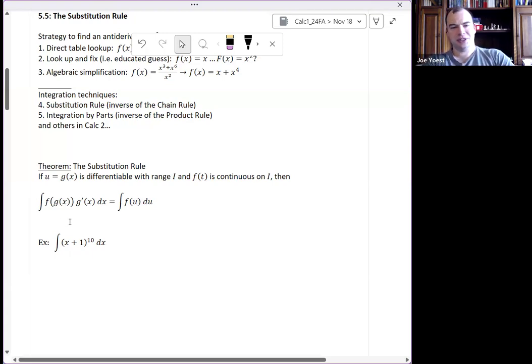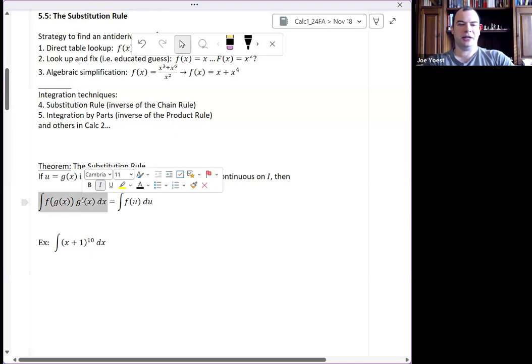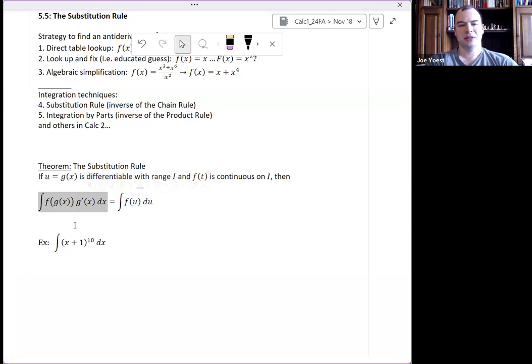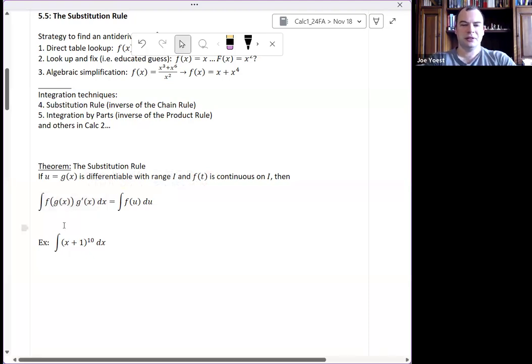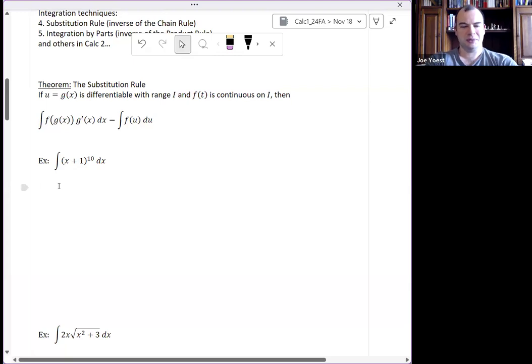Now you might look at this and say, this seems like a very strange integrand. I mean, when are we ever going to want to integrate f of g of x times g prime of x dx? Well, it actually turns out maybe a little more often than you might think. So let's take a look at some examples.